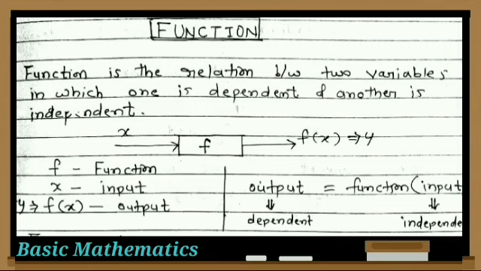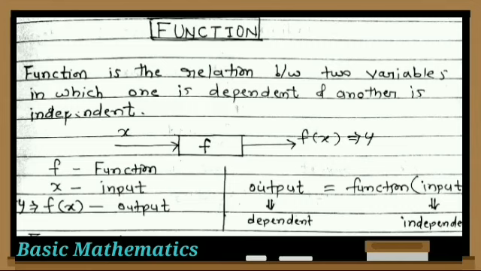That means what is the function? Suppose we have two variables. One variable is the dependent variable, that means it depends on the other, and the other variable is independent. It does not depend on any other terms. The relation between these two variables is called function.